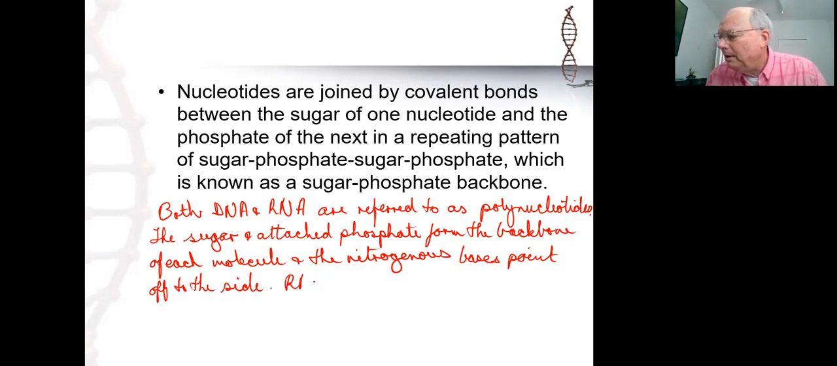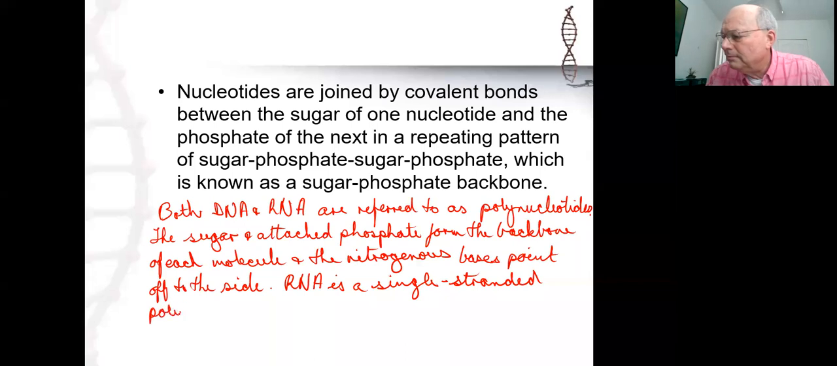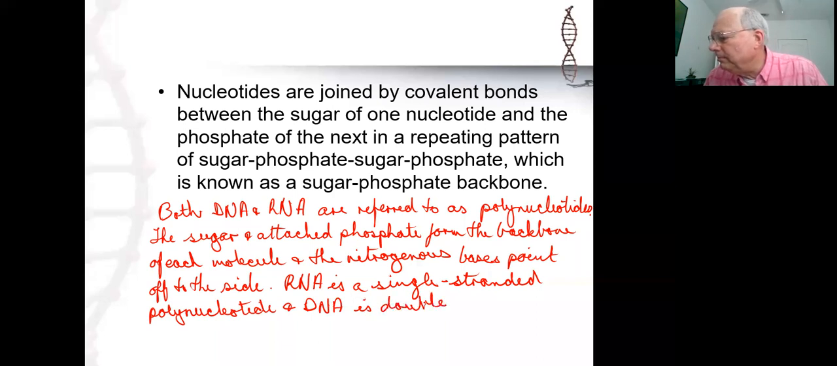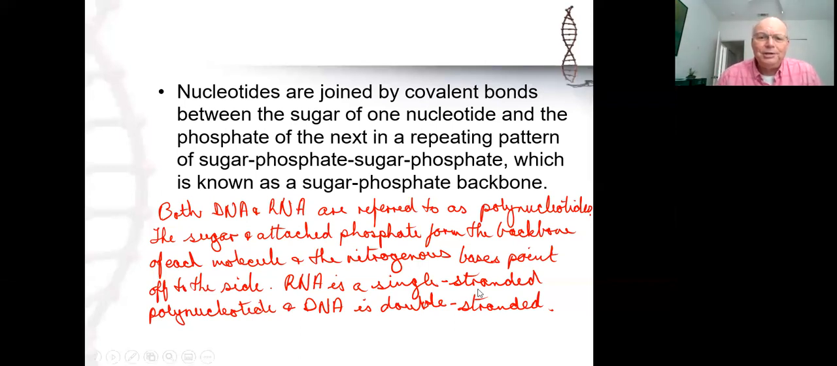RNA is a single-stranded polynucleotide. And DNA is double-stranded. So an RNA molecule always consists of a single strand of nucleotides, or a single polynucleotide. And DNA consists of two strands of nucleotides, or a double-stranded polynucleotide.